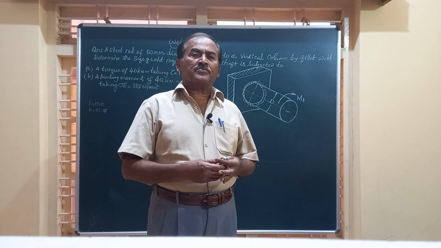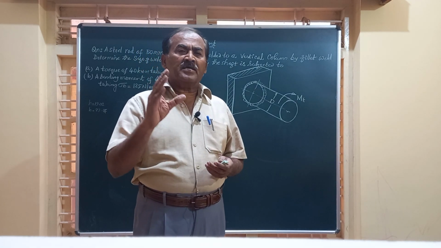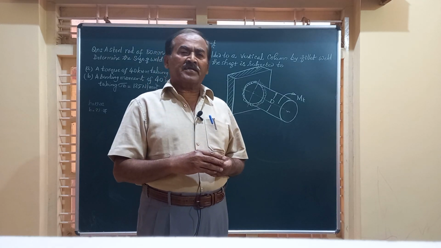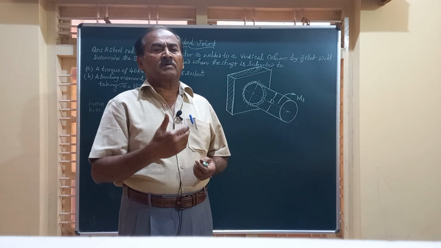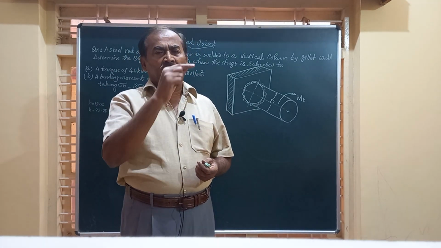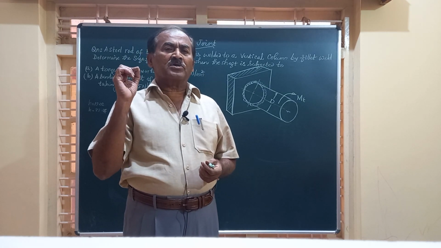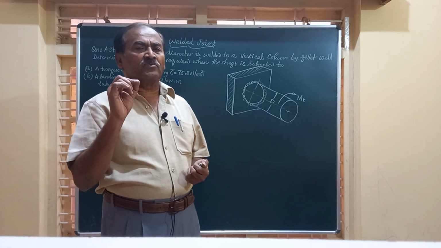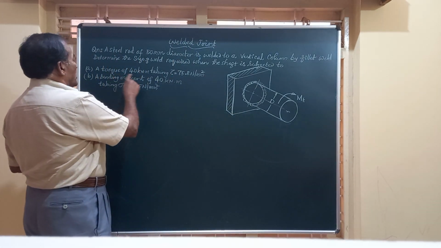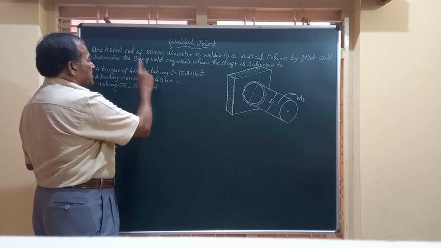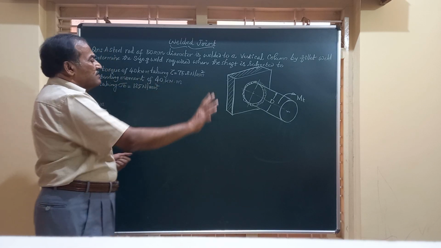In today's video, we are going to work out a problem wherein a steel shaft of 50 millimeter diameter is welded to a vertical column, that is a steel column, by fillets all around the diameter. And we need to find out what should be the size of the weld required to sustain a torque of 40 kilonewton meter, and in the second case 40 kilonewton meter of bending moment.